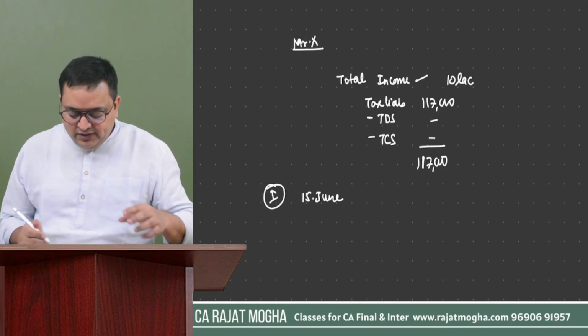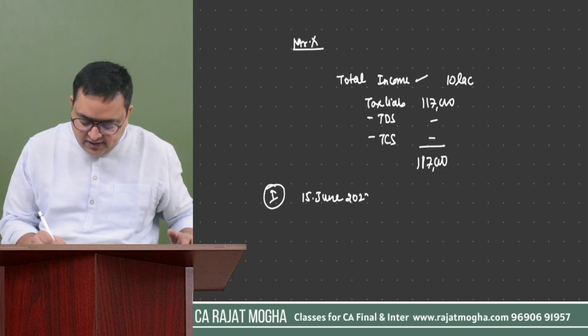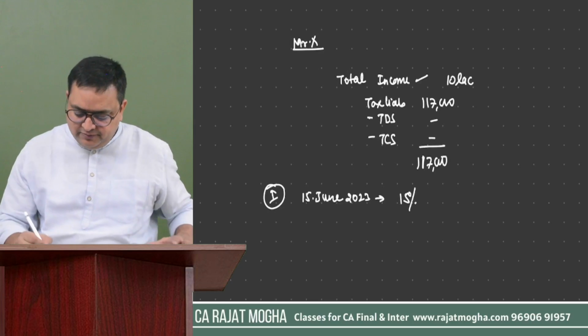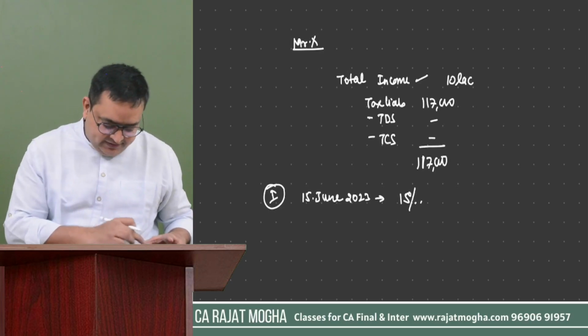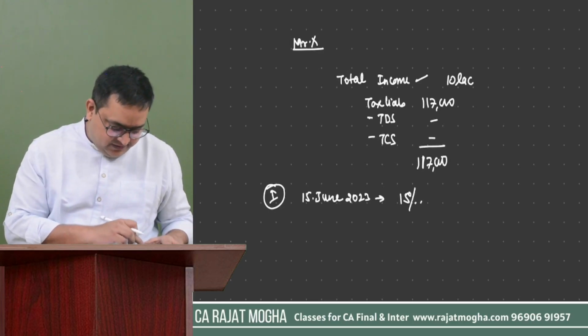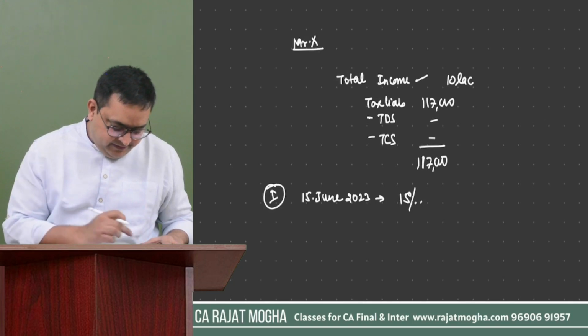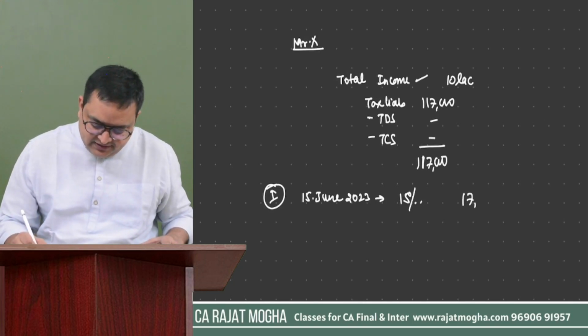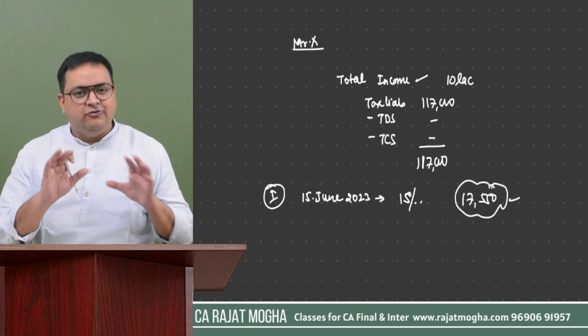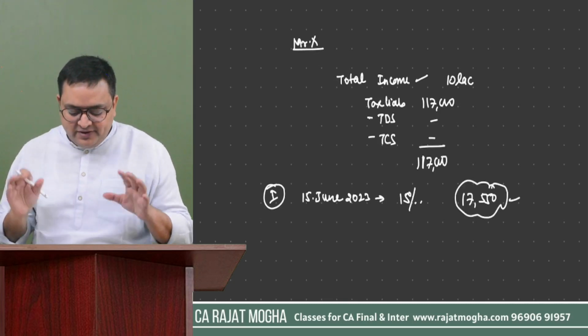So on 15th June of 2023, he was saying that I have to pay 15%, and this person has also deposited 15%. So how much is 15%? 1,17,000 into 15%. This person has deposited 17,550, considering that I have to pay 15%. He's a very genuine assessee.